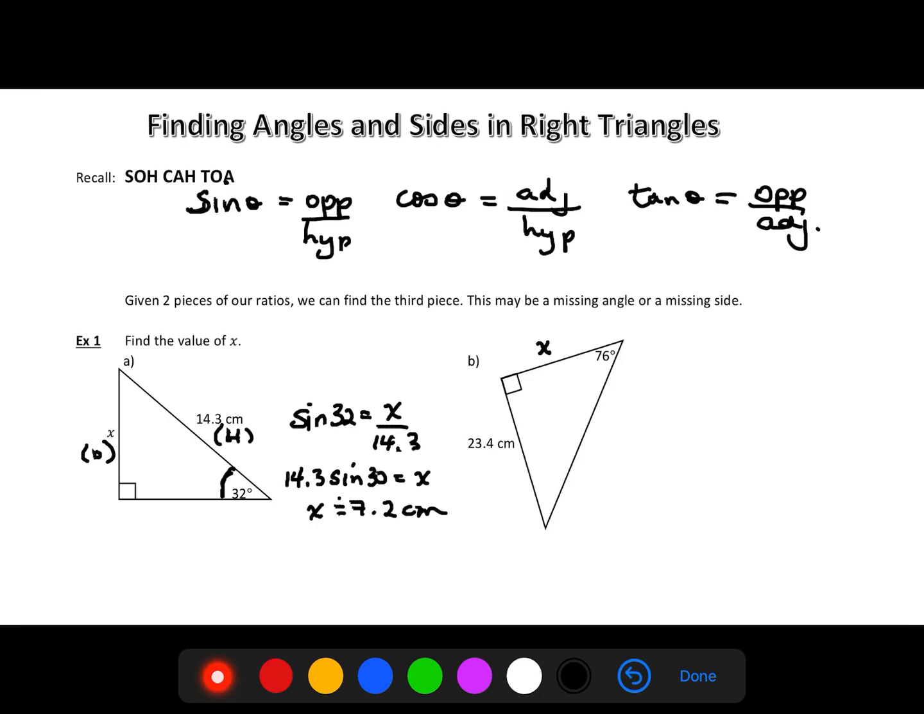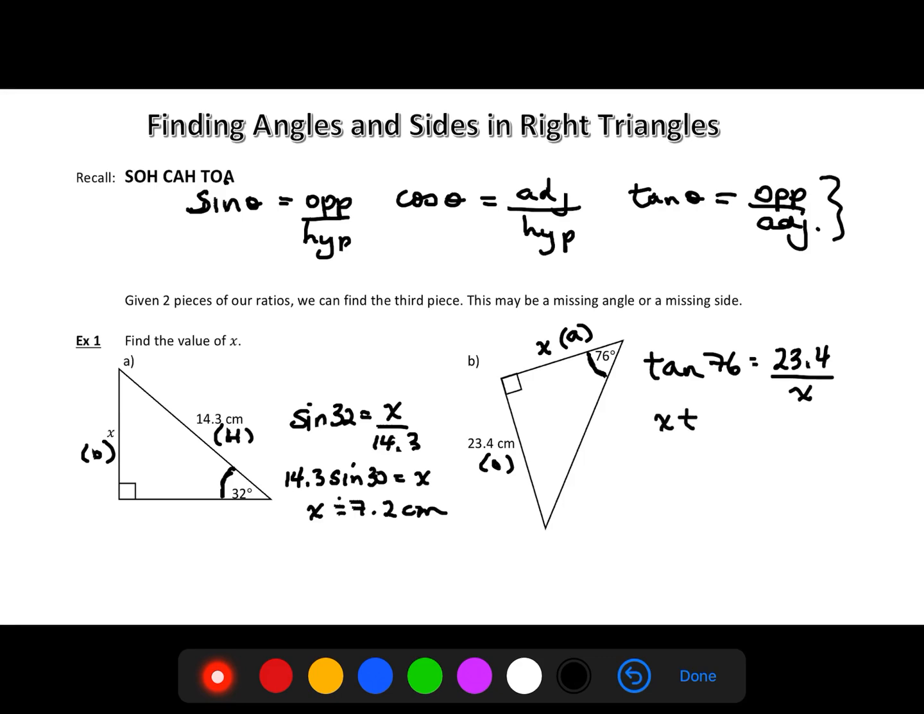Now, our second one. Taking a look again at the angle that we're given, we have our opposite side and we're looking for our adjacent side, so we have to use tangent. Tangent works with opposite and adjacent. Opposite in this case is 23.4. Adjacent is what we need to figure out.